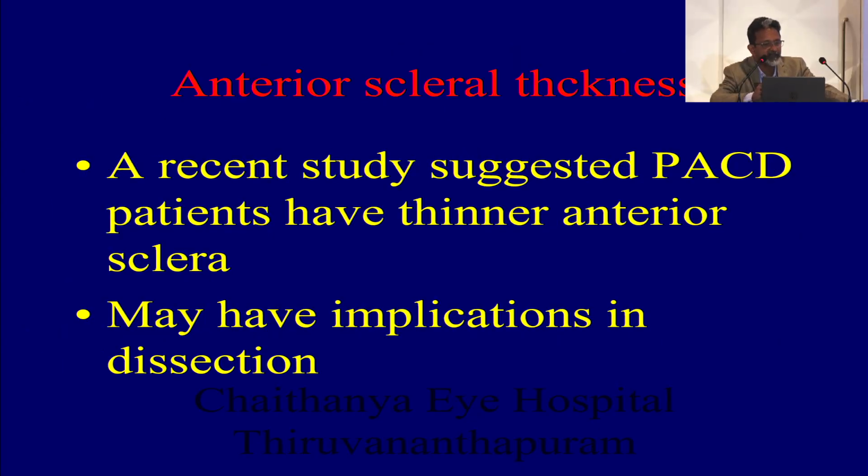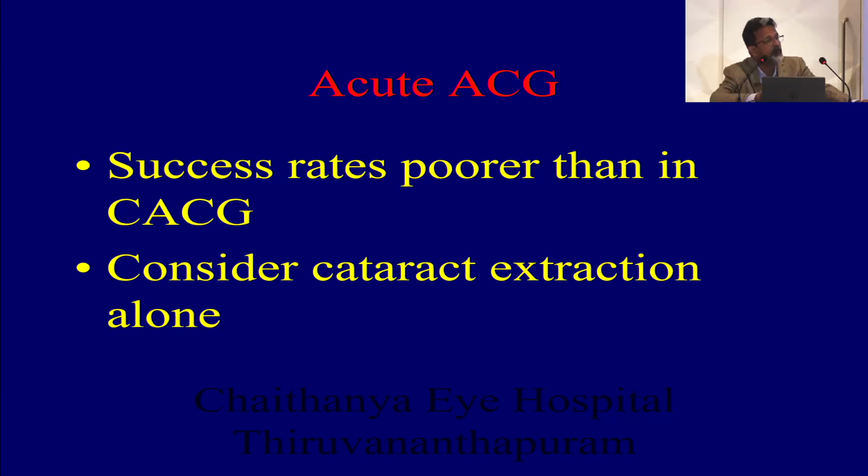Recently, a couple of studies have been published where they said the PACG patients tend to have thinner anterior sclera. This may have implications in dissecting the scleral flap for the trab, and success rates are poorer in acute angle closure than in chronic angle closure with trab, and there is a suggestion that we do cataract surgery alone if trab looks difficult in an acute angle closure, but I don't know how it works out because usually you have bad visualization in addition to the extremely shallow chamber. The cataract surgery itself is going to be difficult, but I would be happy to combine it with the trab.